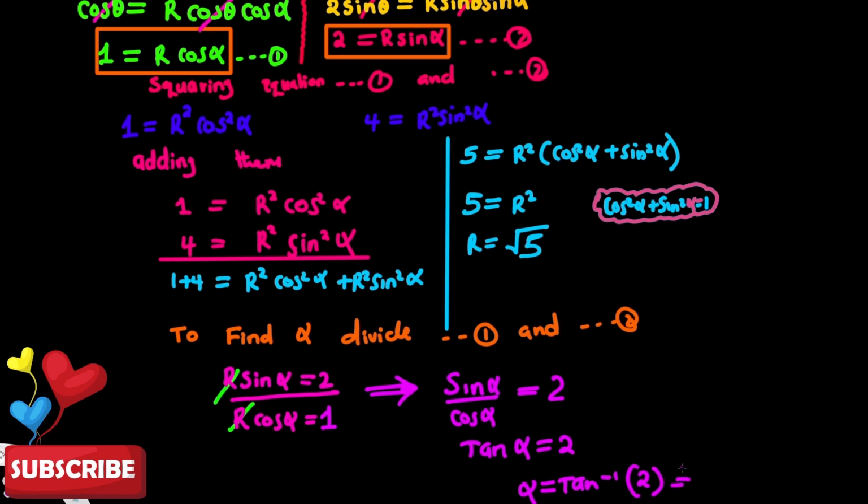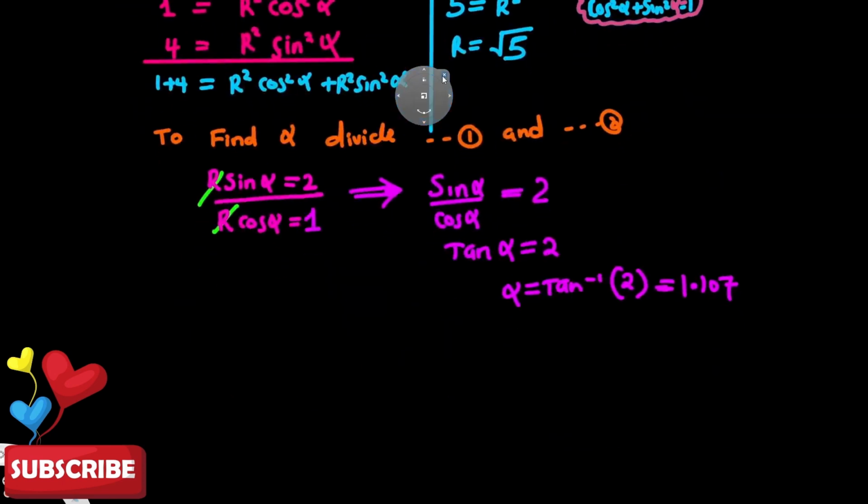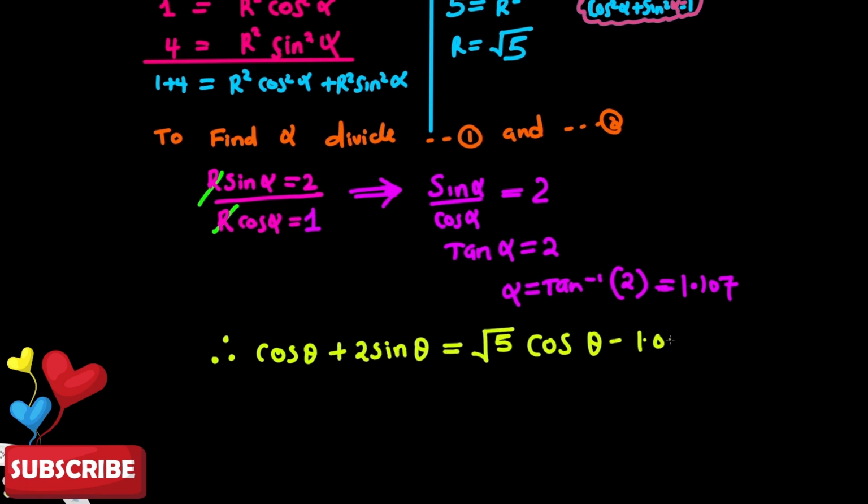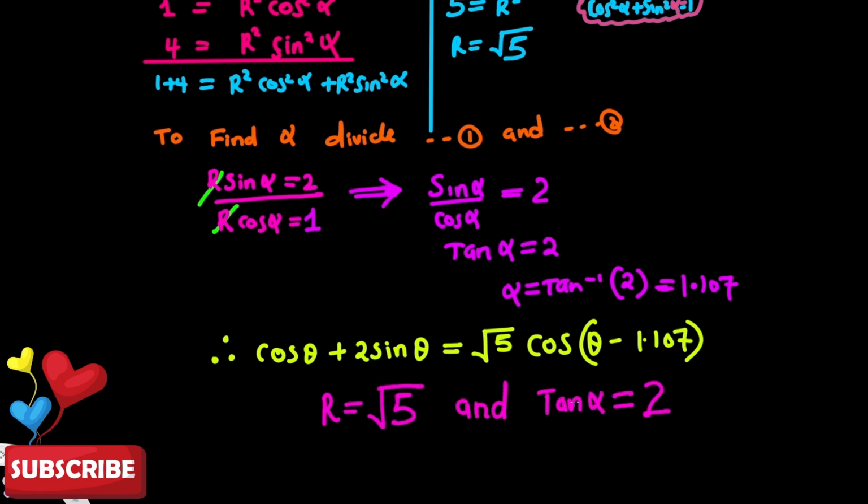And this is going to become 1.107 as the value of alpha. All right, so we can express the function that we had in the form that is expected according to the question. Then we can also write the exact value of r which is root 5, and write the exact value of tan alpha, which is 2. So remember, this question also expected us to leave that question in that particular form.